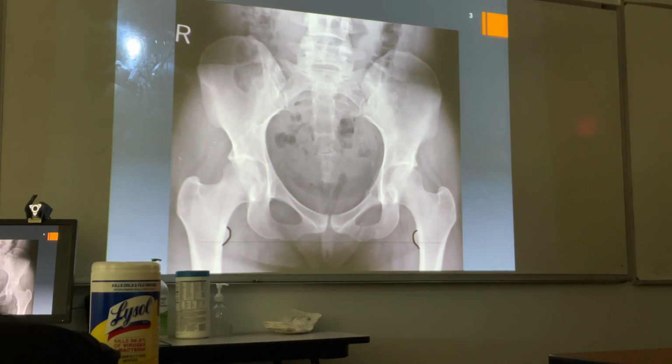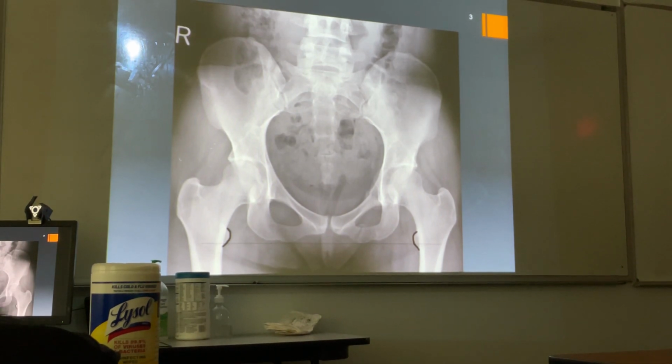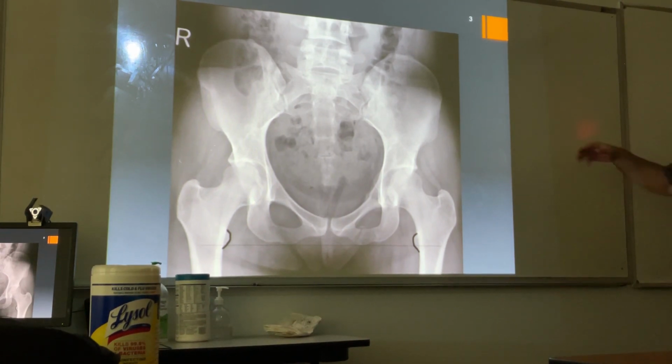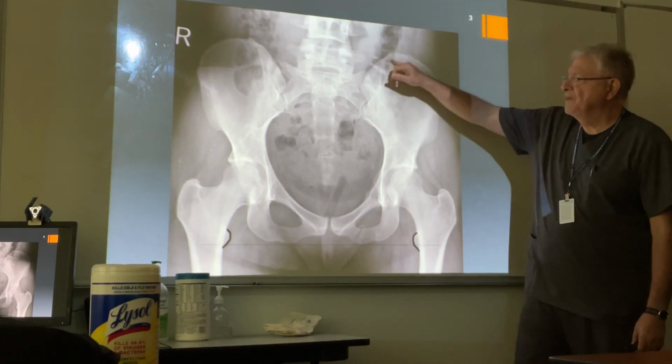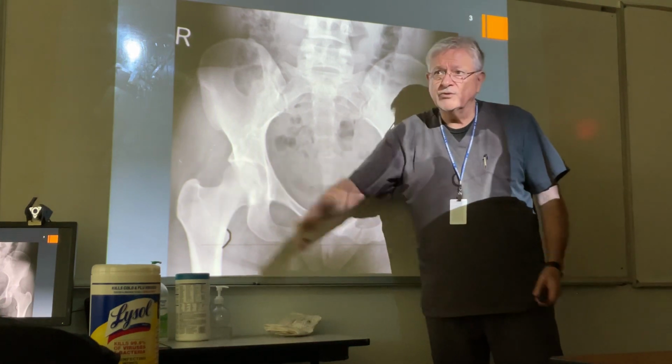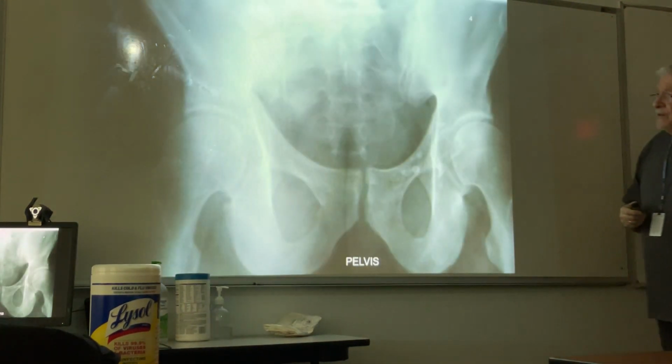Where does the central ray go for this? Greater trochanter. Now, it shouldn't make that much of a difference. You want to put the light here, but I think the reference point of the greater trochanter is so much easier.